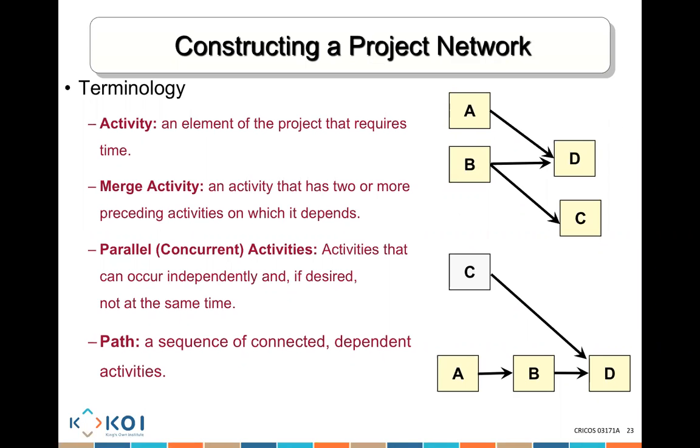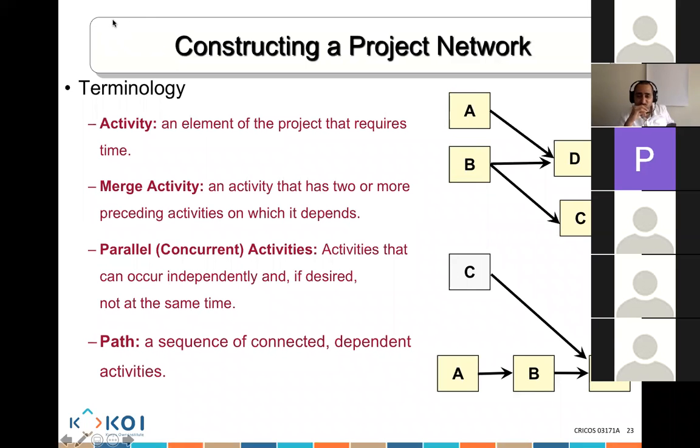We talk about a path. A path is a sequence of connected dependent activities. In one of the chapters, you will need to really develop and talk about the paths, and that's what people tend not to do very well when it comes to the exams. In here, there's one path, AD, there's two path, BD, and there's a third path, BC.